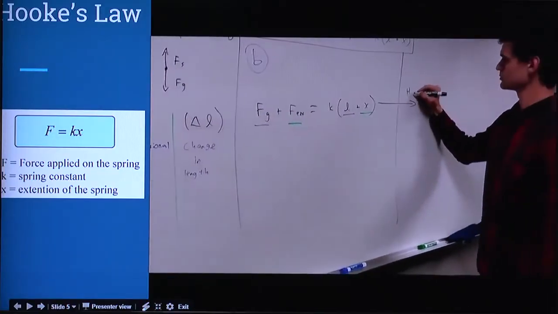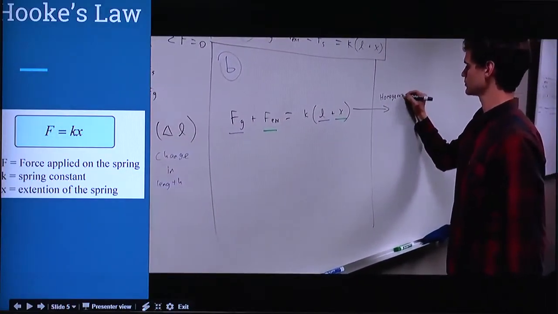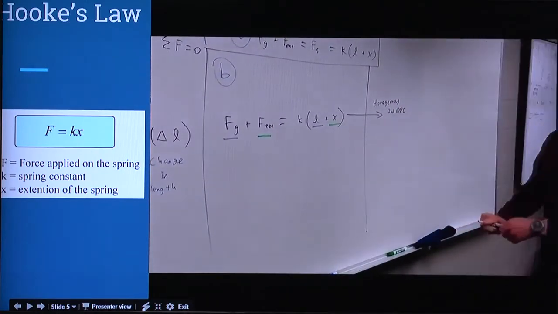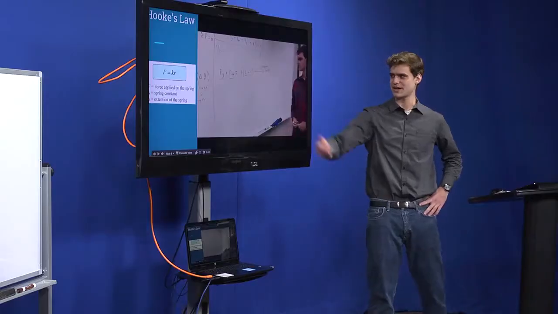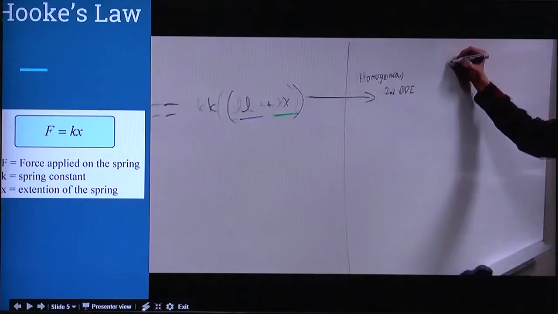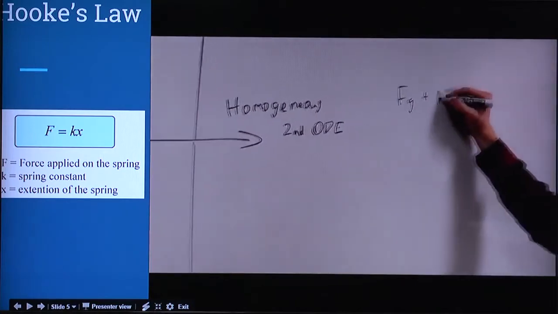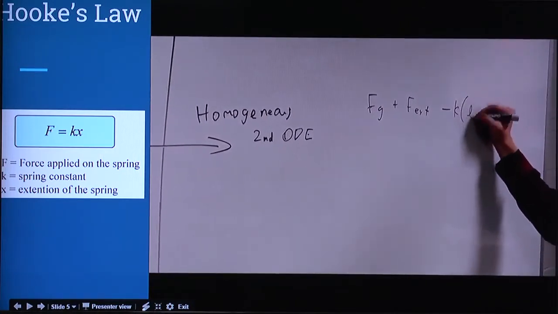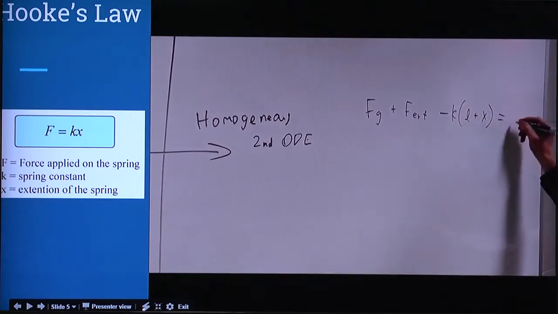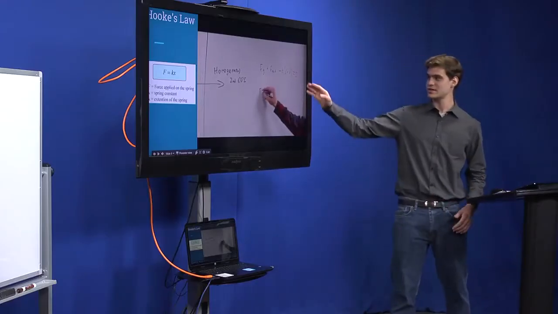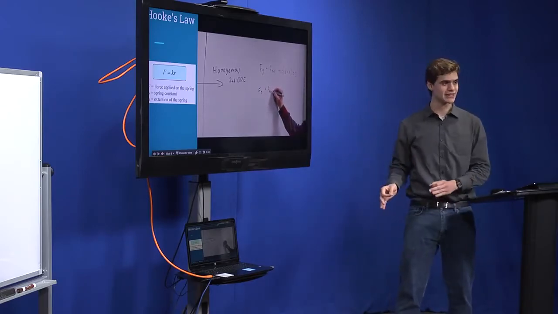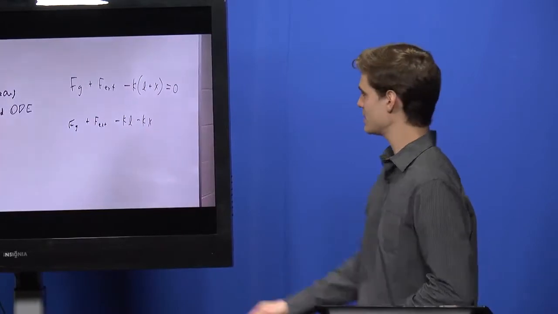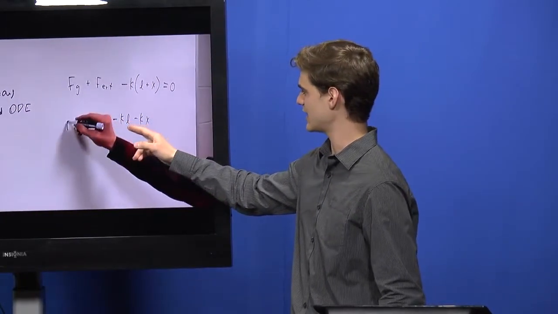Now, what you might not have noticed is that this right here can be seen as a homogeneous second-order differential equation. If we bring this right side over to the left side, we'll have it equal to 0, which makes it homogeneous. And so now we have the force of gravity plus the external force minus the force of the spring will equal 0 total force. We can simplify this even further by saying that in example A, the force of gravity was exactly canceled out by the force of the spring due to that length L.